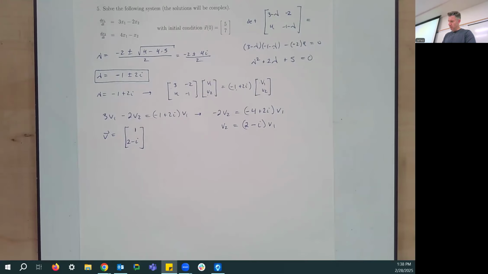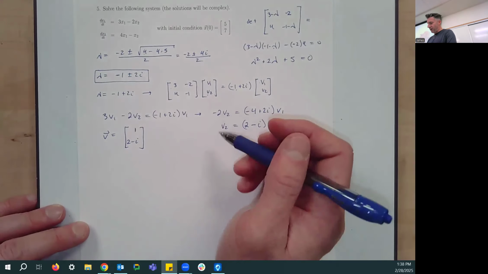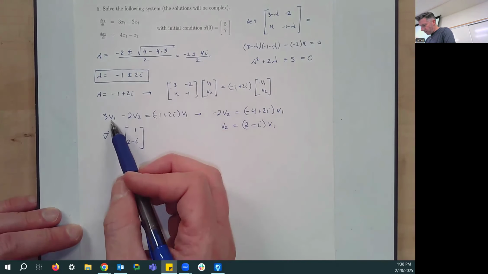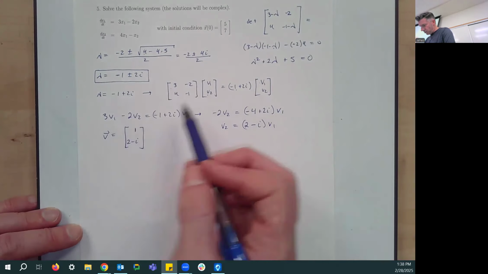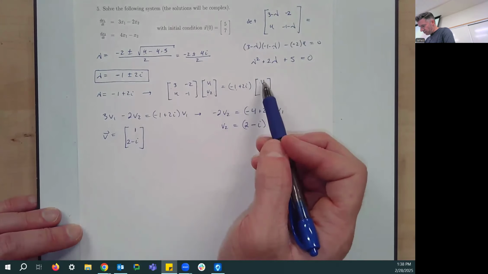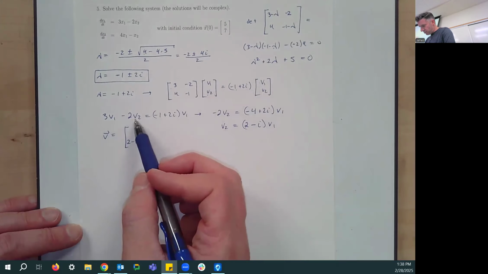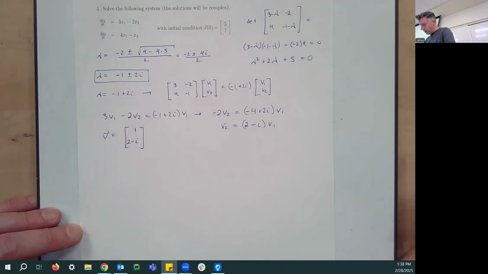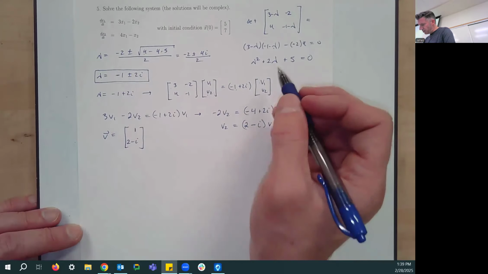I feel like I'm making a mistake here. Yeah, I remember getting this. Let me double check what I'm doing wrong. I'm definitely making an error. Is it right? Exactly. So this is why it's important to check your work carefully here. I should have had 3v1 minus 2v2 equal to -1 plus 2i times v1. Oh, thank you so much. How did I get negative? What did I do there?